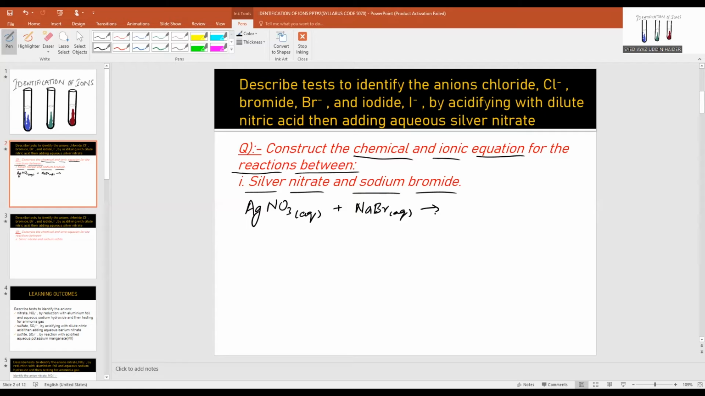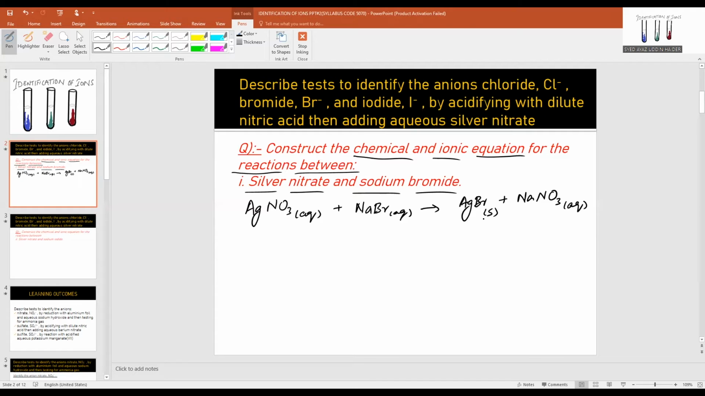This is an example of a precipitation reaction. The partners will be exchanged. The products will be AgBr, silver bromide, and sodium nitrate. We know that all nitrates are soluble, so we'll write aqueous for sodium nitrate. We'll get the precipitate of silver bromide, so it should exist in the solid state.